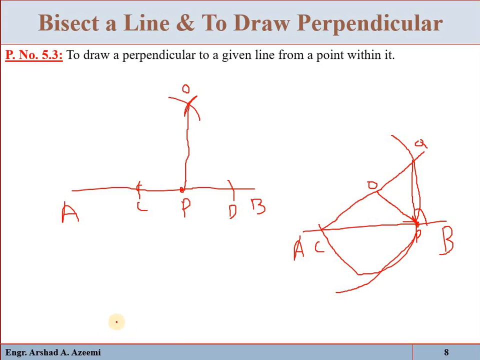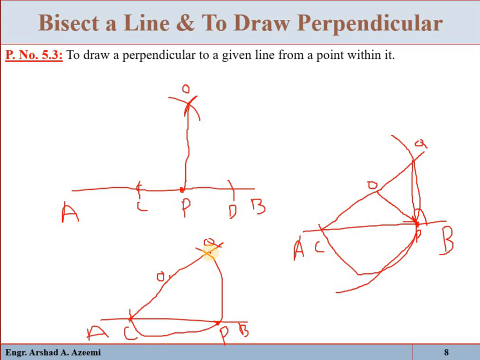Let me revise it. Suppose AB is the given line, and P is the point at which we have to draw the perpendicular. Assume any center point O and with any radius draw an arc. This arc will intersect the AB line at C. Now join C with O and extend it, so it will intersect the arc at point Q. Now join point Q with P, which will be the required perpendicular.